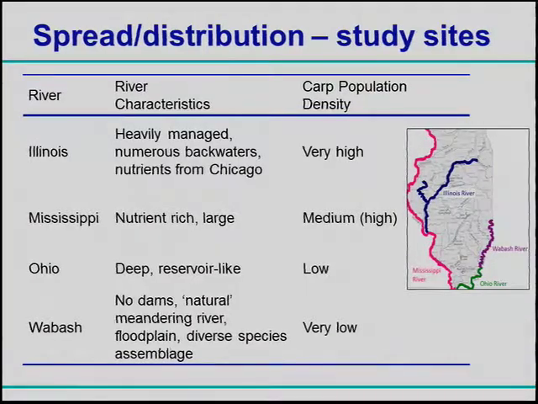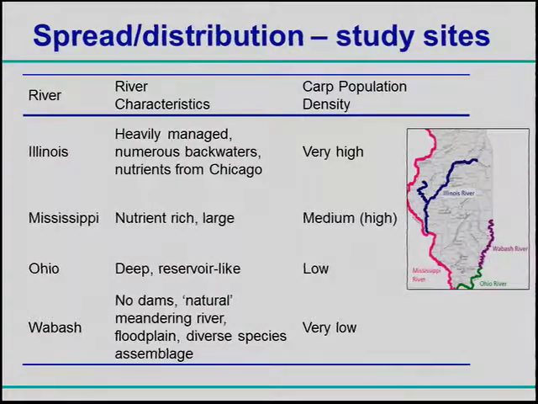So the 4 rivers that we're looking at here and what we're talking about here are the Illinois River, the Mississippi River, the Ohio River, and the Wabash, and they're on the map here with different colors: the Ohio, the Wabash, the Mississippi, and the Illinois. And the cool thing is that each of these different rivers have very, very different characteristics, okay?